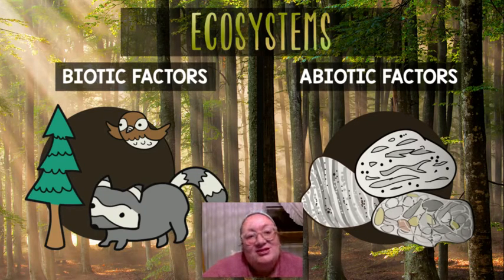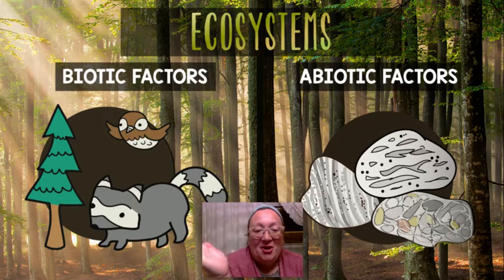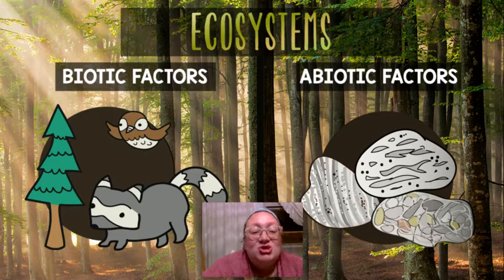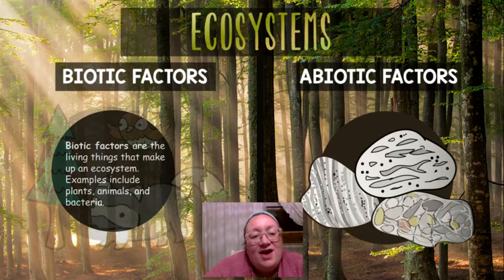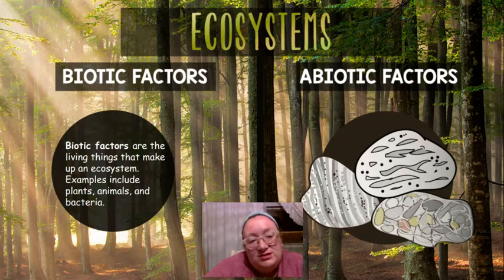So within an ecosystem, as I mentioned, there are biotic factors and abiotic factors. So biotic factors, as you can see here, we have a tree. We have a nice little bird going tweet, tweet. We've got a lovely little raccoon. So biotic factors are the living things in the ecosystem: plants, animals, bacteria.